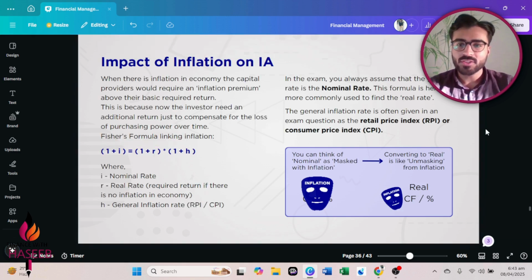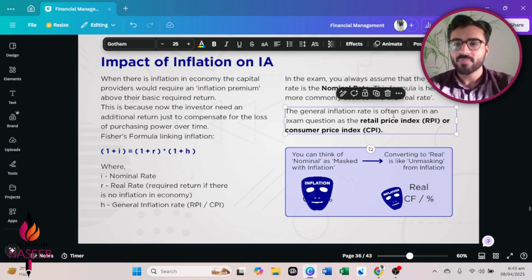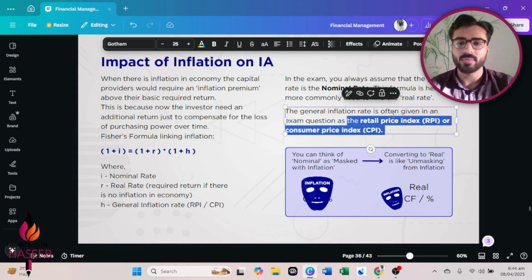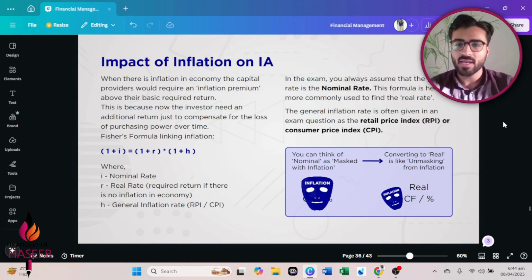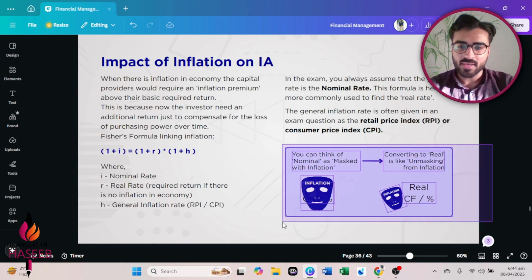Now let's read further. The general inflation rate is often given in an exam question as the retail price index, RPI, or consumer price index. So whenever it is written that the retail price index is 8%, 5%, 2%, then this is the general inflation rate. Now let's look at this diagram.